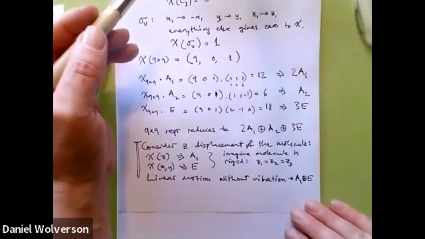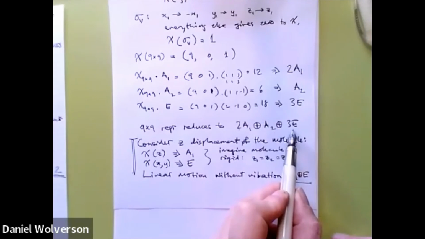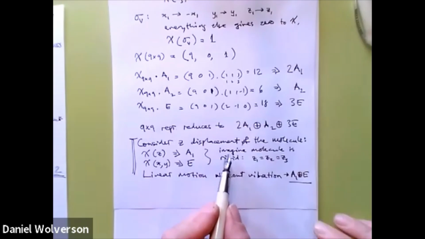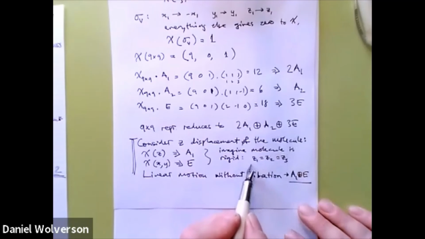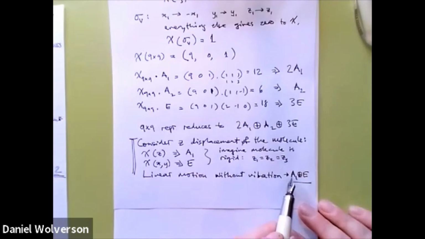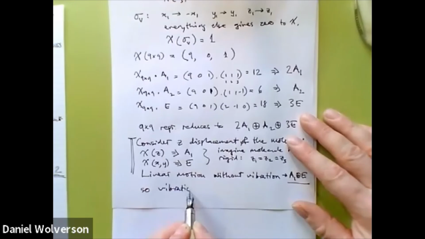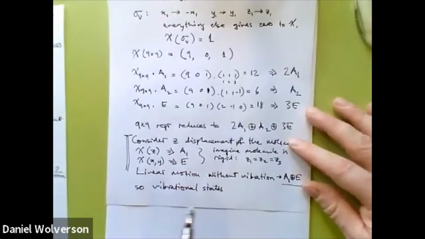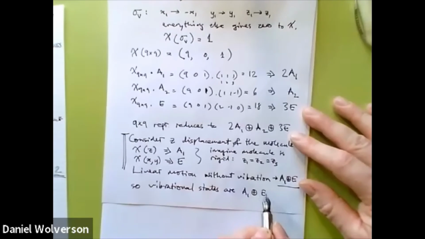And so we can discount one of our A1 solutions and one of our E solutions, because one of our A1 solutions is going to correspond to linear translation of the molecule, and one of our E solutions is going to correspond to linear translation of the molecule. So this will correspond to motion normal to the plane of the molecule, and this will correspond to motion in the plane of the molecule, in which case there are 2 orthogonal possibilities for it to move along. So the vibrational states are basically this minus these 2. So an A1 plus an A2 plus 2E.